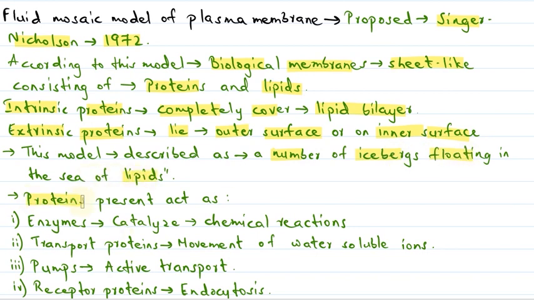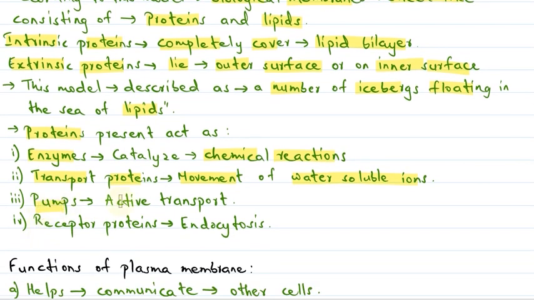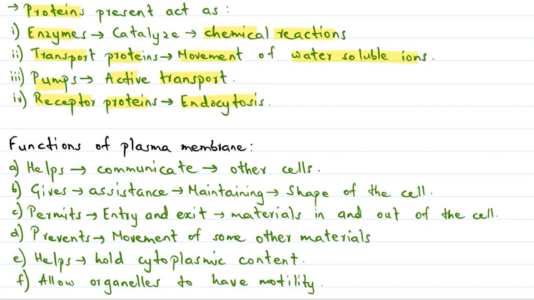The proteins present in the plasma membrane act as enzymes that catalyze chemical reactions. They also act as transport proteins that help in the movement of water soluble ions. They act as pumps that help in active transport, and as receptor proteins that help in endocytosis. Then we discussed the functions of the plasma membrane.